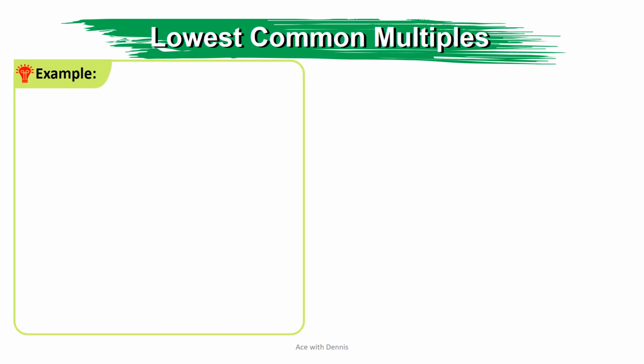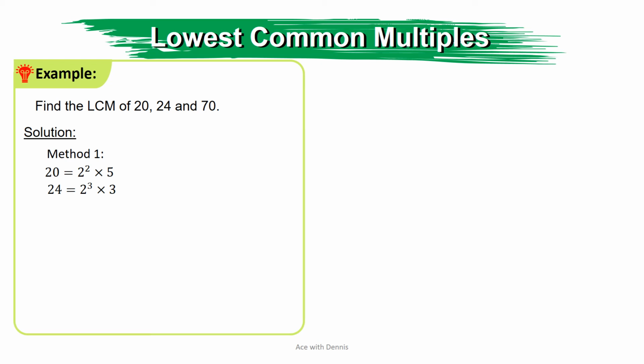Now, let's try to find the LCM of three numbers. Here's an example. Find the LCM of 20, 24, and 70. So here's the solution. We can use both methods to find it. For method 1, 20 equals 2 squared times 5. 24 equals 2 cubed times 3. And 70 equals 2 times 5 times 7. From here, the 2 is the common base. 3, 5, and 7 are uncommon bases. So the LCM will be 2 cubed times 3 times 5 times 7, which gives us 840.